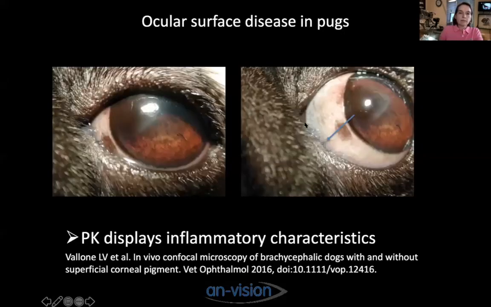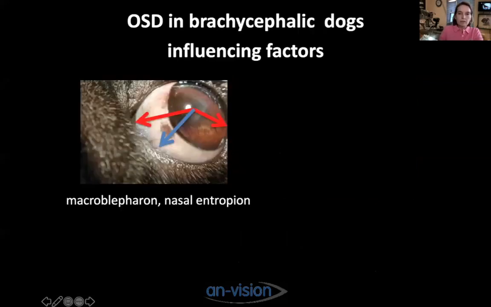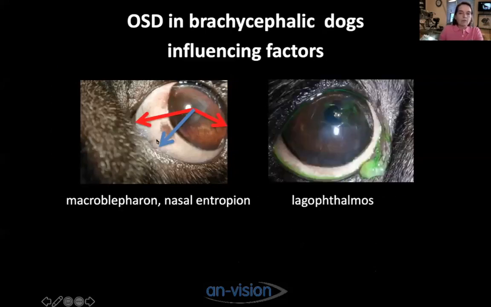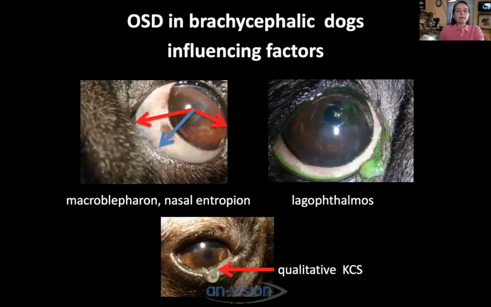And the ocular surface disease in pugs has been shown to be of inflammatory origin, and contributing factors are probably macroblepharon, nasal entropion, lagophthalmos, and qualitative KCS. This may be worsened by those contributing factors, but it might be a primary problem as well.